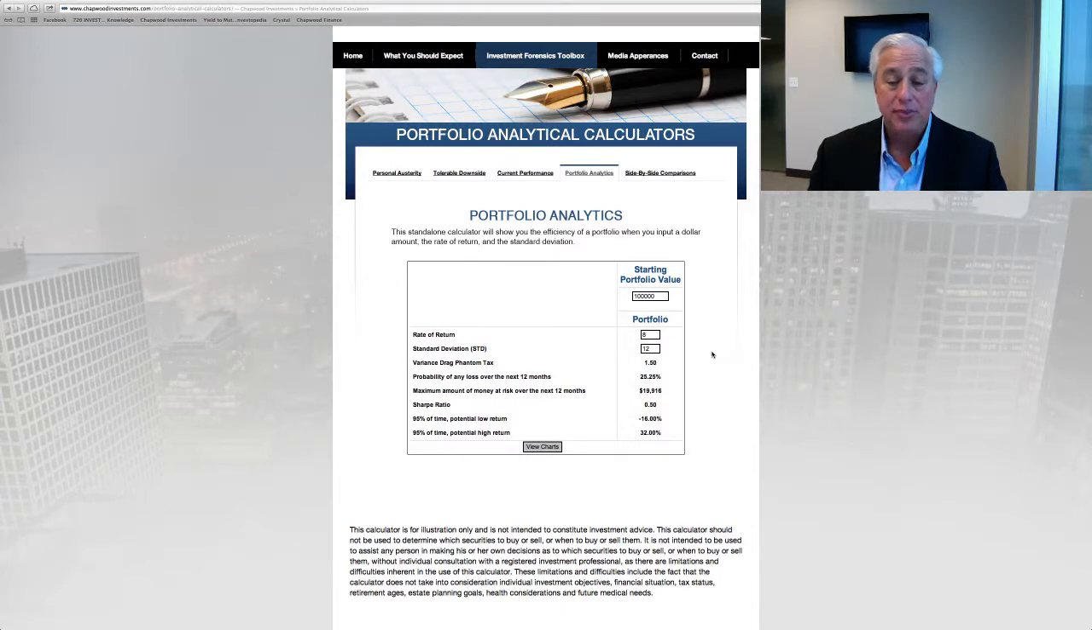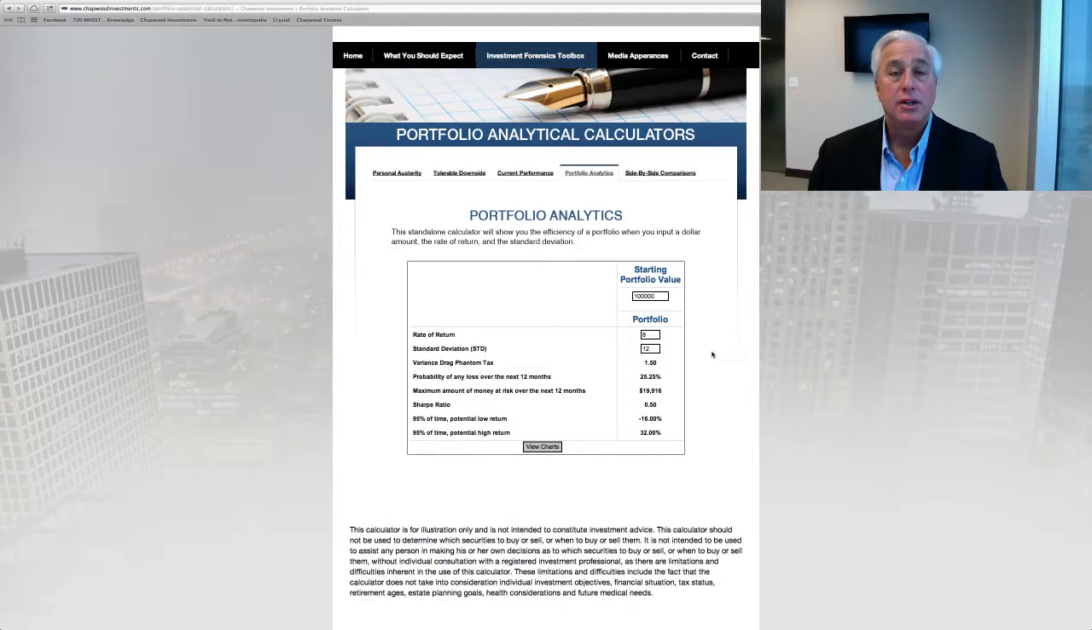So you just click this button and it'll tell you that that portfolio, wherever you got those numbers from, if it had a rate of return of 8 and a standard deviation of 12, it's just not efficient. What do I mean by that? You want your variance drag phantom tax to be about 0.7, 0.8 or lower. You want your Sharpe ratio to be above 0.5 at least, but you'd like it to be around 0.8. And what this portfolio says is you have a 95% chance that the range of returns will be between minus 16 and plus 32. And you have a 25% chance over the next 12 months of losing money.